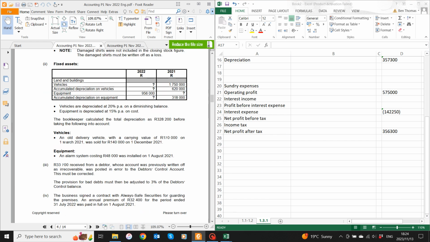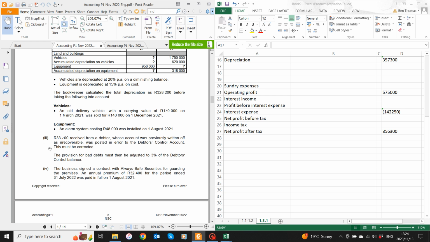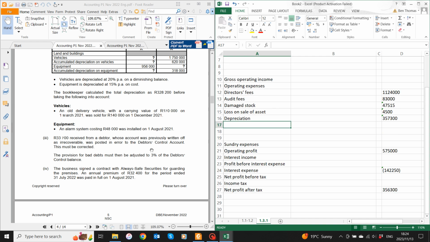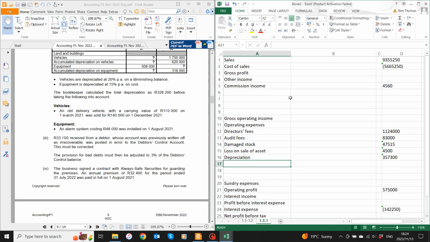Okay, now we go on to the other adjustments. So over here at number 3, 33,700 Rand received from a debtor whose account was previously written off as irrecoverable was posted in error to the debtor's control account. This must be corrected. Okay, so firstly, we're going to work on these adjustments, right? So now, money received from a debtor who was previously written off is known as bad debts recovered, which is part of other income. So over here, we're going to write bad debts recovered.